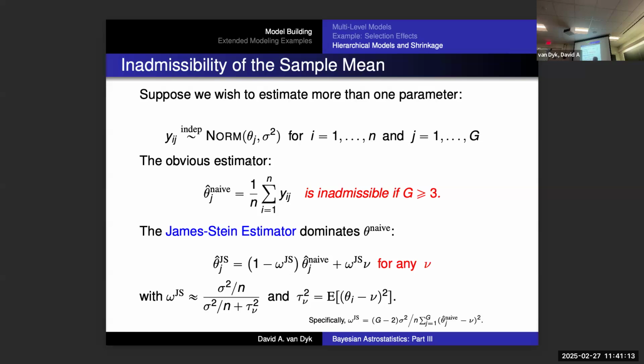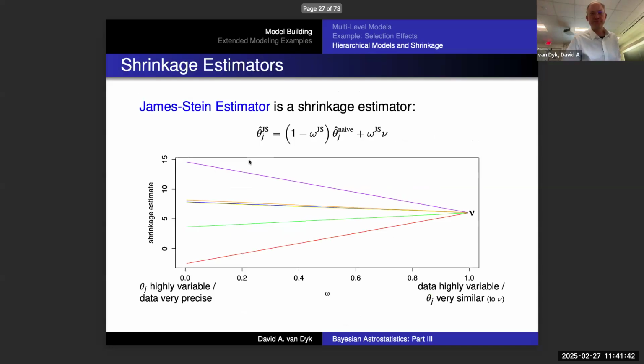And the other thing is this tau. If it's very small, then this becomes close to 1, and I want to use nu as well. What's the tau? It's the average distance of the thetas, the individual parameters, from nu. So if the thetas tend to be very close together and close to nu, well, use nu. That makes sense.